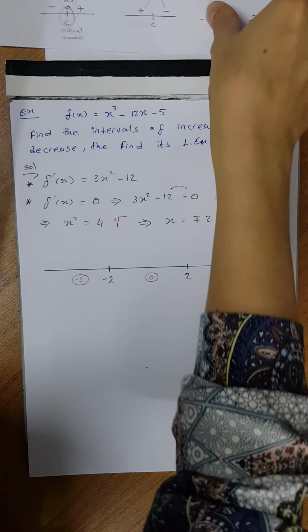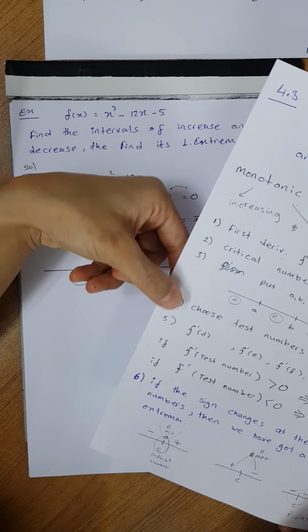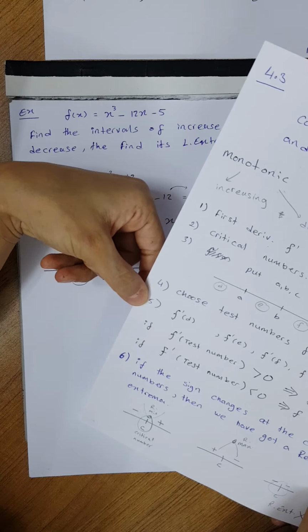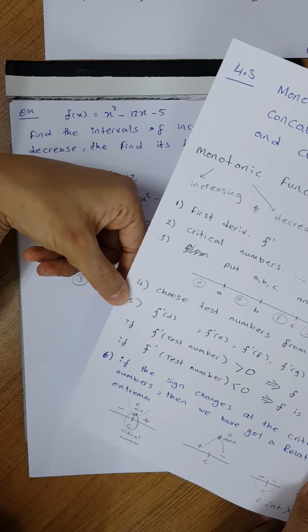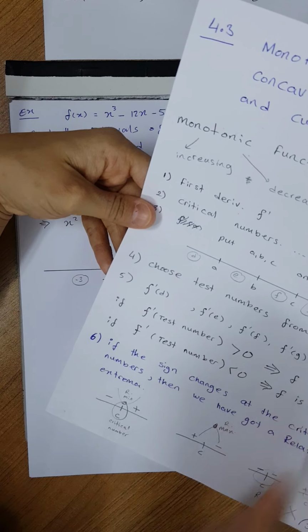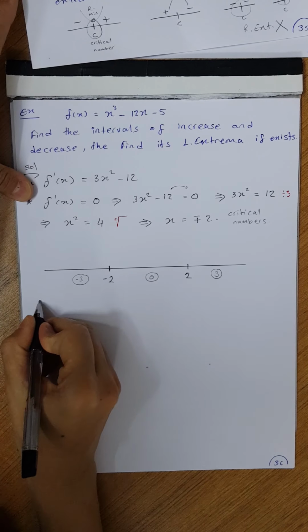Now, we did the first derivative, critical numbers, put them on the real number line. We chose the test numbers. What do we have to do next? We have to put the test numbers into the first derivative of the function to check whether it is increasing, positive, or negative, that is decreasing. So I'm putting those test numbers, okay?